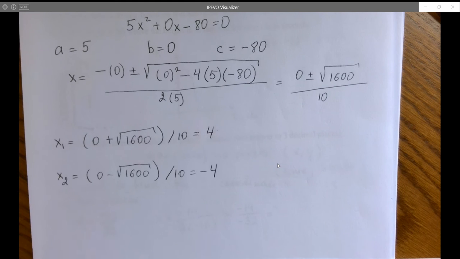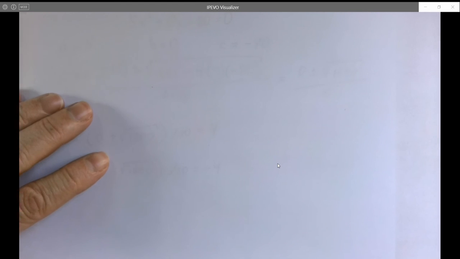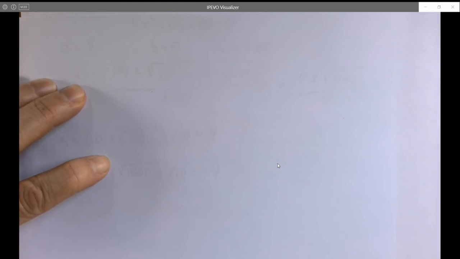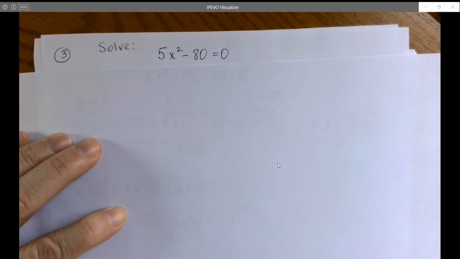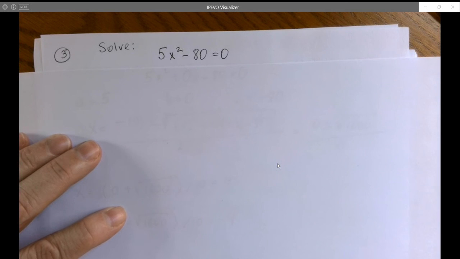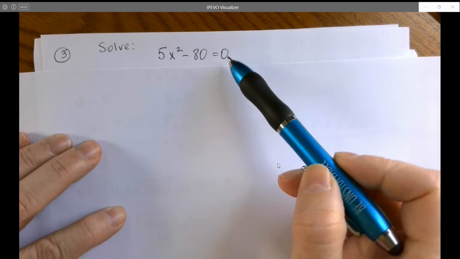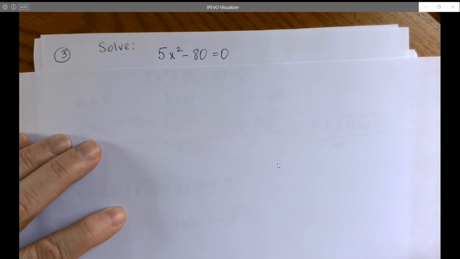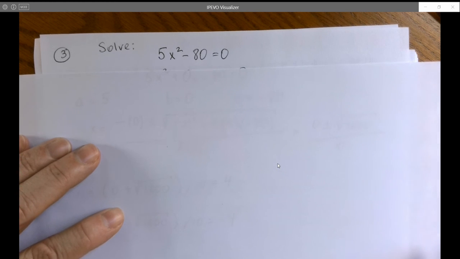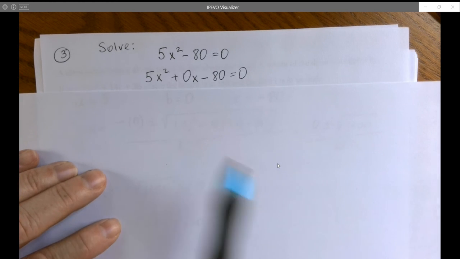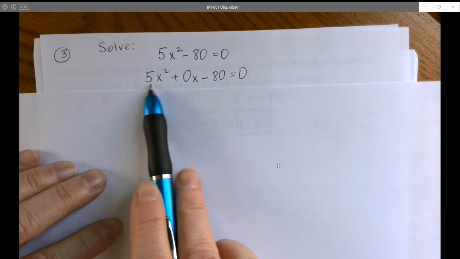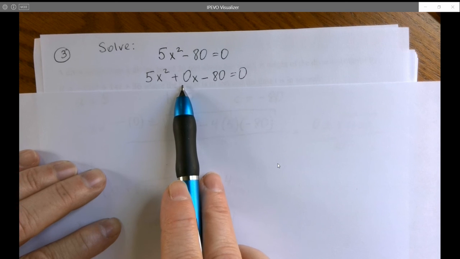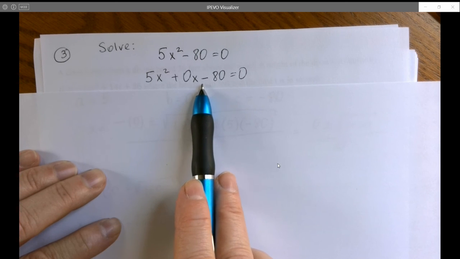Let's review one more example. We need to solve the equation 5x squared minus 80 is equal to 0. We look, and this equation looks kind of weird. The x is missing, and to fix this problem, we will just rewrite this equation and add 0x.